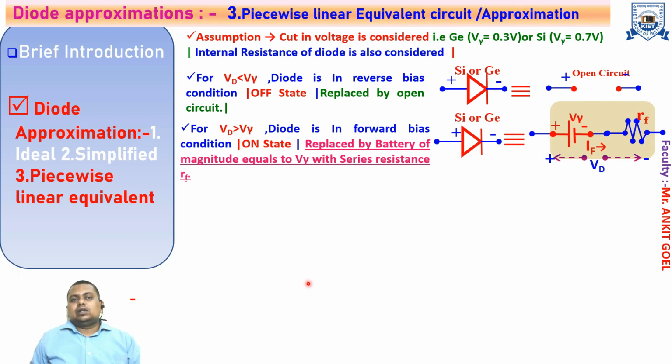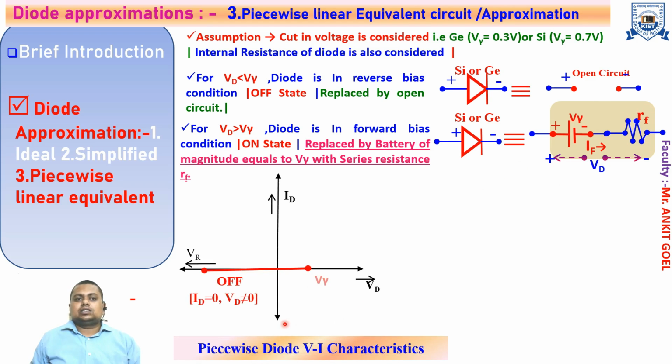So let's see the effect of the internal forward resistance RF on the VI characteristics. For VD less than the cut-in voltage, we have the current equal to 0 across the diode, but the voltage need not be equal to 0. But once the voltage across the diode is greater than the cut-in voltage, the current will rise with a slope. The slope of this line is inversely proportional to the internal forward resistance, that is, 1 upon RF. So in the on state we have this model.